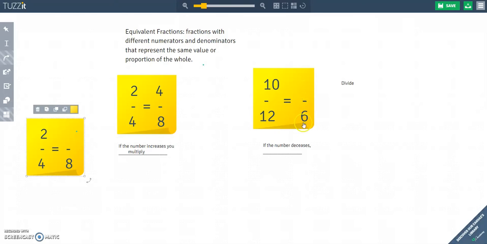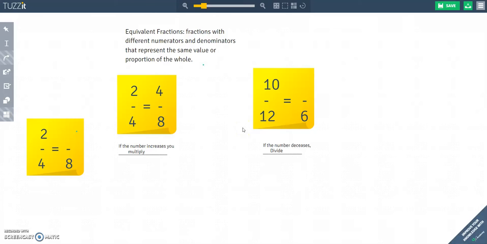10/12 equals blank sixths. Now, we have to do what to get to a lower number? Well, if the number increases and we multiply, then we know that if the number decreases or gets smaller in either the numerator or denominator, we would then divide that number. So if we are going from a 12 to a 6, or from a number that's lower than our given fraction, then we know we're going to divide.